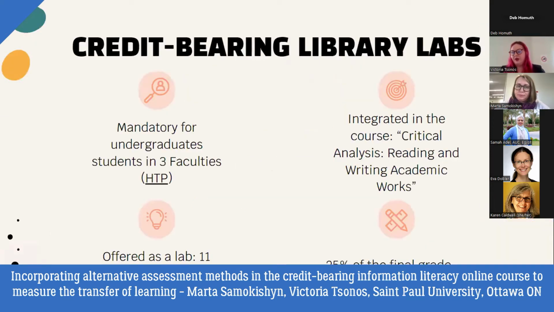So we're quite small. So in 2018, we started a credit-bearing library lab. So basically, this course would be mandatory for students in human sciences, theology, and philosophy. So each student has to take mandatory courses called HTP courses, which stands for Humanities, Theology, and Philosophy. So the course would be offered in both English and French by professors and then the librarians. So we had about 25% of the final grade, which was a library lab that we offered over 11 weeks. It was 1 hour per week, and it was integrated into a course called Critical Analysis, Reading and Writing Academic Works.